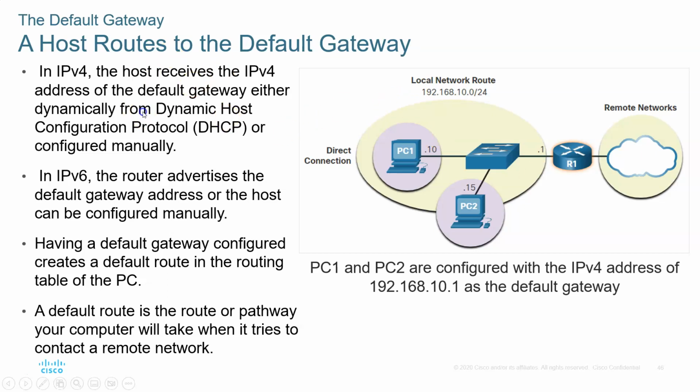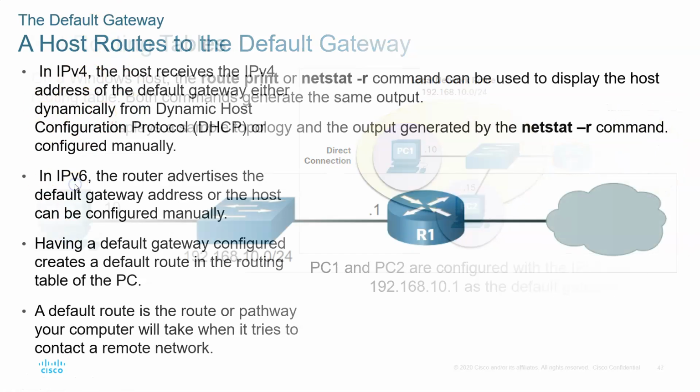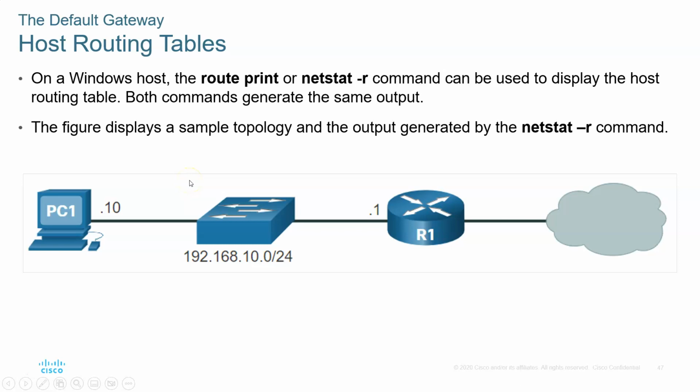It's probably a good idea to take a picture of this too, or write down these 4 bullet points about the default gateway. Okay, routing tables. The router itself will keep track of all the networks and which interfaces you need to send them out. That's called a routing table. The PC also has a routing table.